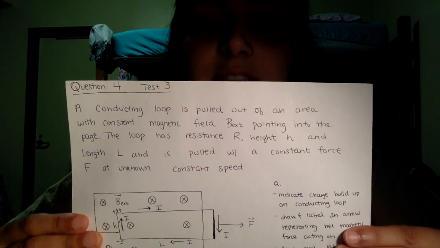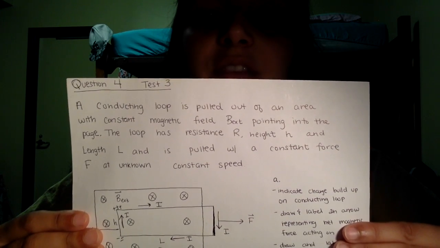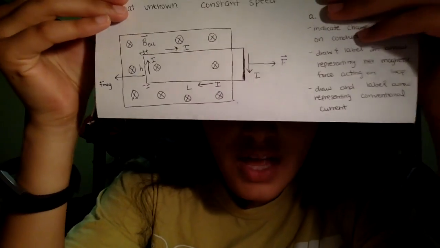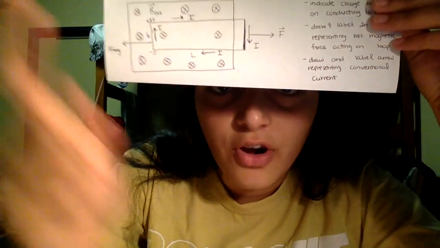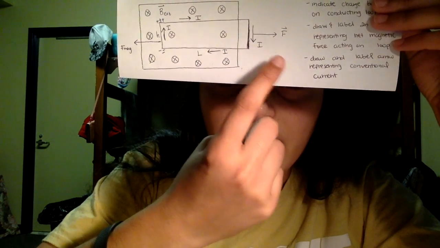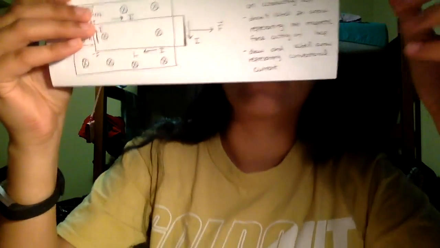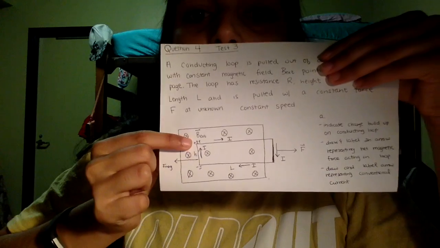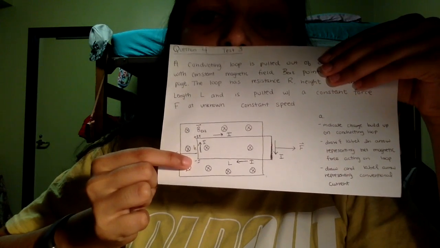The loop has a resistance of R, a height of h, and a length of L, and is pulled with a constant force F at an unknown speed. Part A first asks us to indicate the charge buildup on the conducting loop. In this diagram, as I've already labeled, the loop is being pulled out this way, so the positive charges build up right here, and the negative charges build up right here.